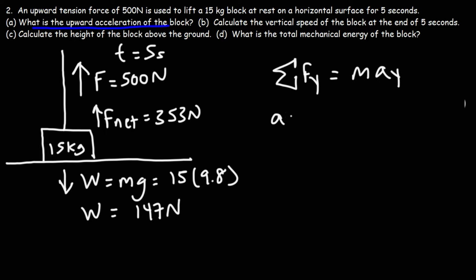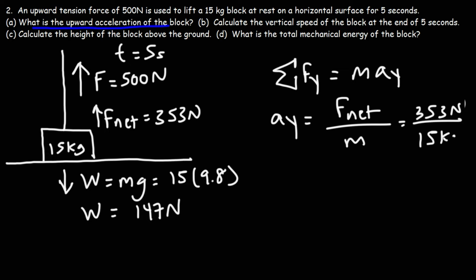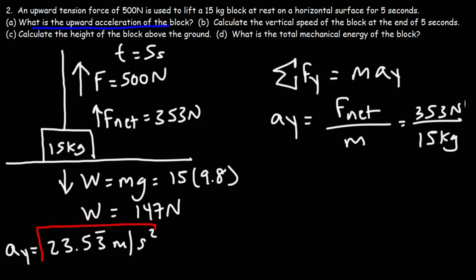So the acceleration is simply going to be the net force divided by the mass. So if we take 353 newtons and divide it by the mass of the block, which is 15 kilograms, that is going to give us the upward acceleration of the block, which is 23.53 meters per second squared. So that's the answer for part A.